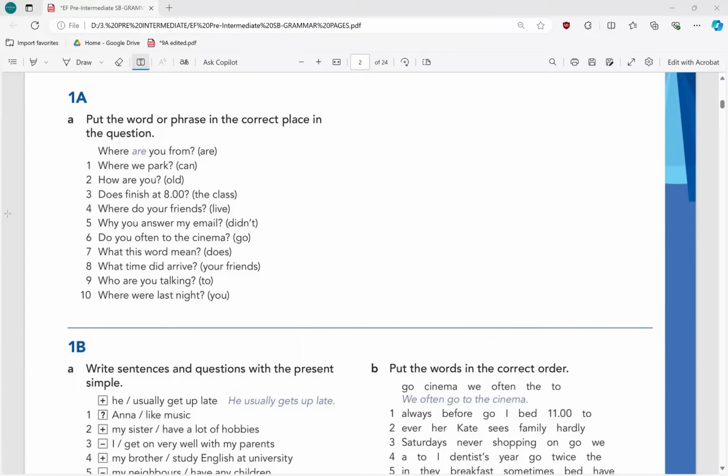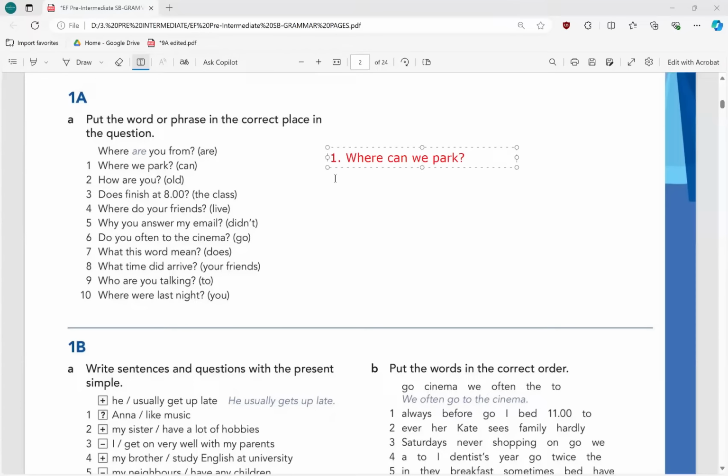That's no problem. So the first one, where we park, we need to use the can, right? To use that, the question word always comes first, where. Now what we have here is the subject. If I want to make a question, I must use can before the subject. So, where can we park? You see, guys? Where can we park? So we're going to put it somewhere here.